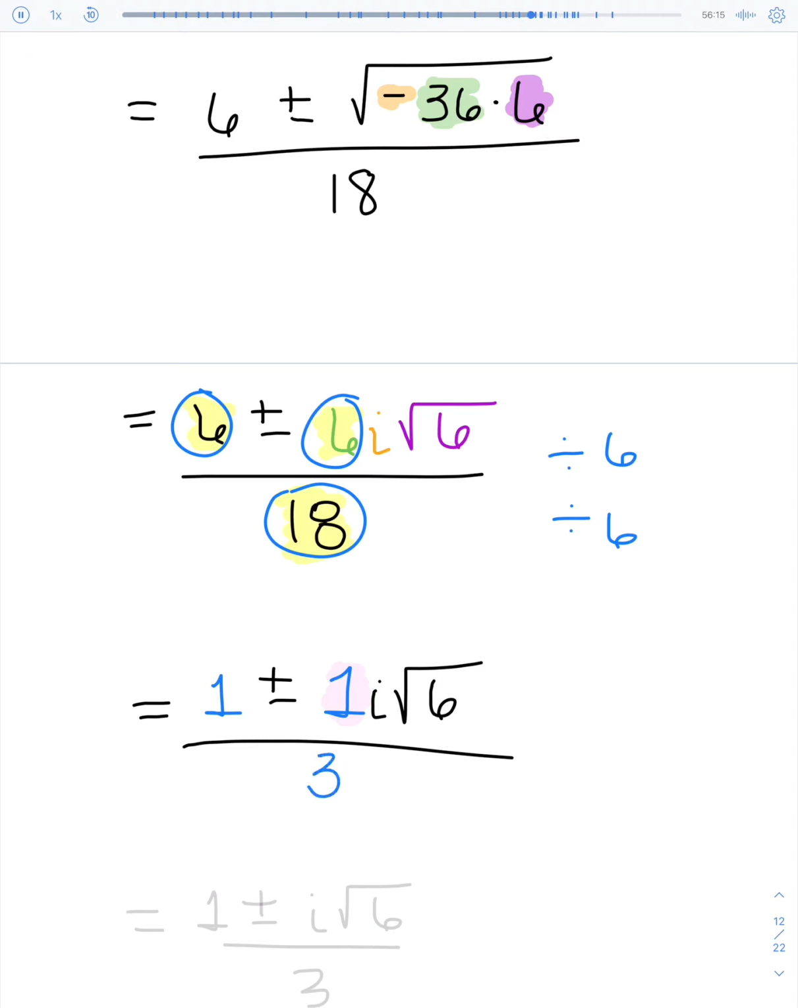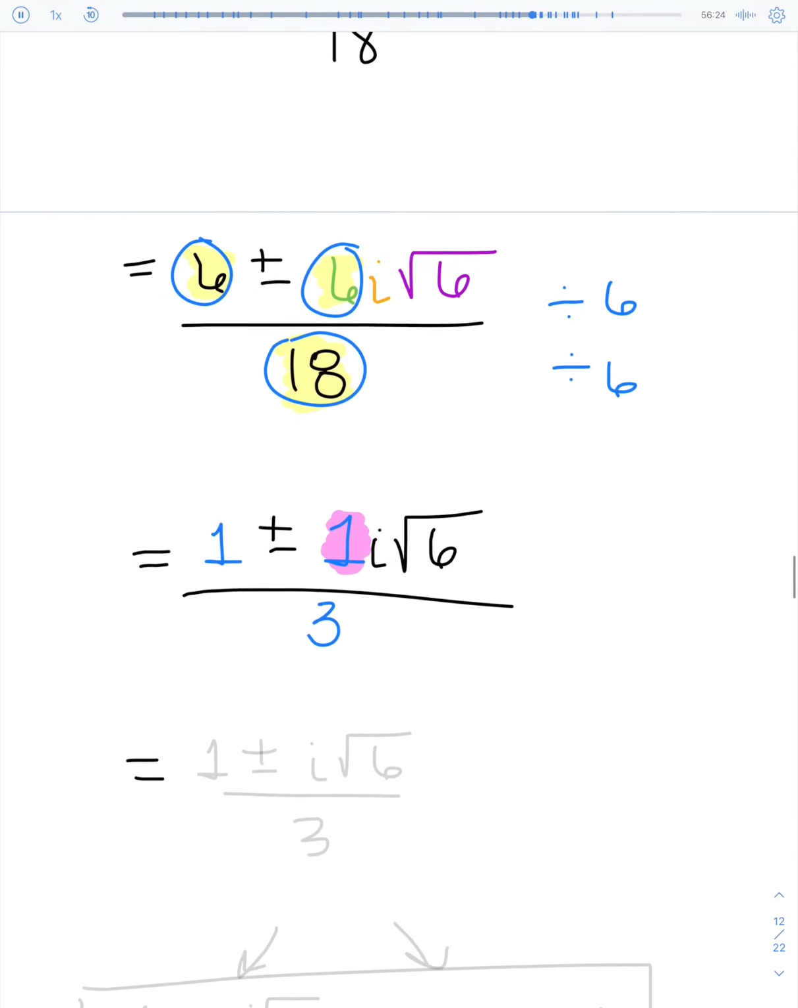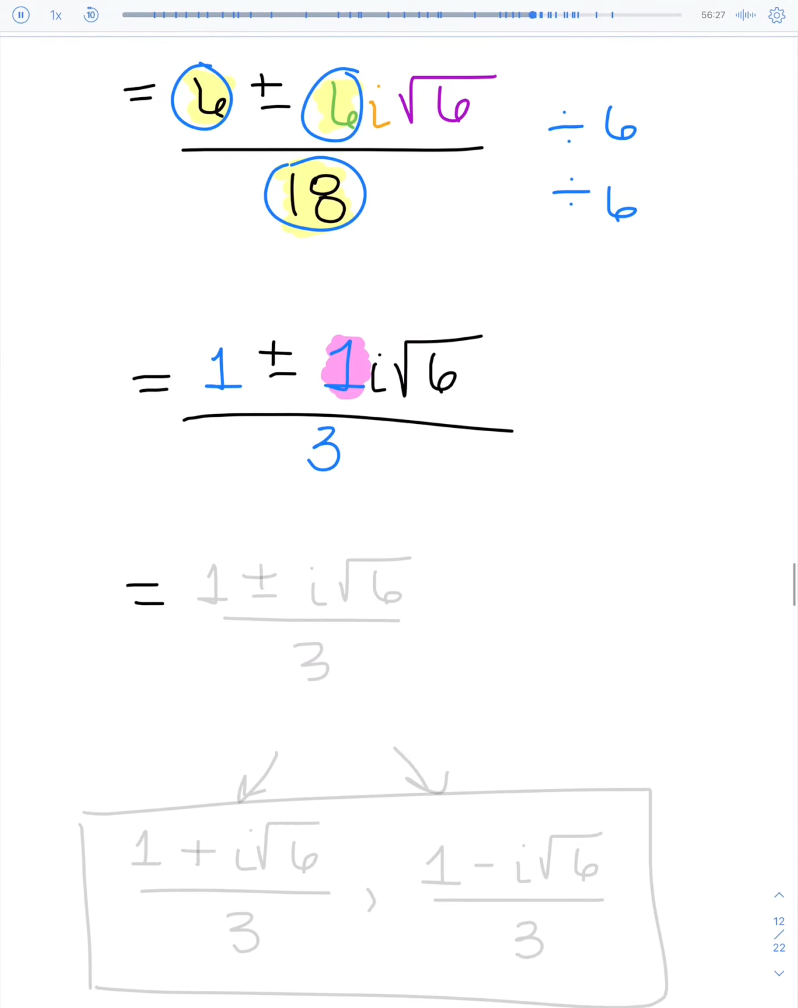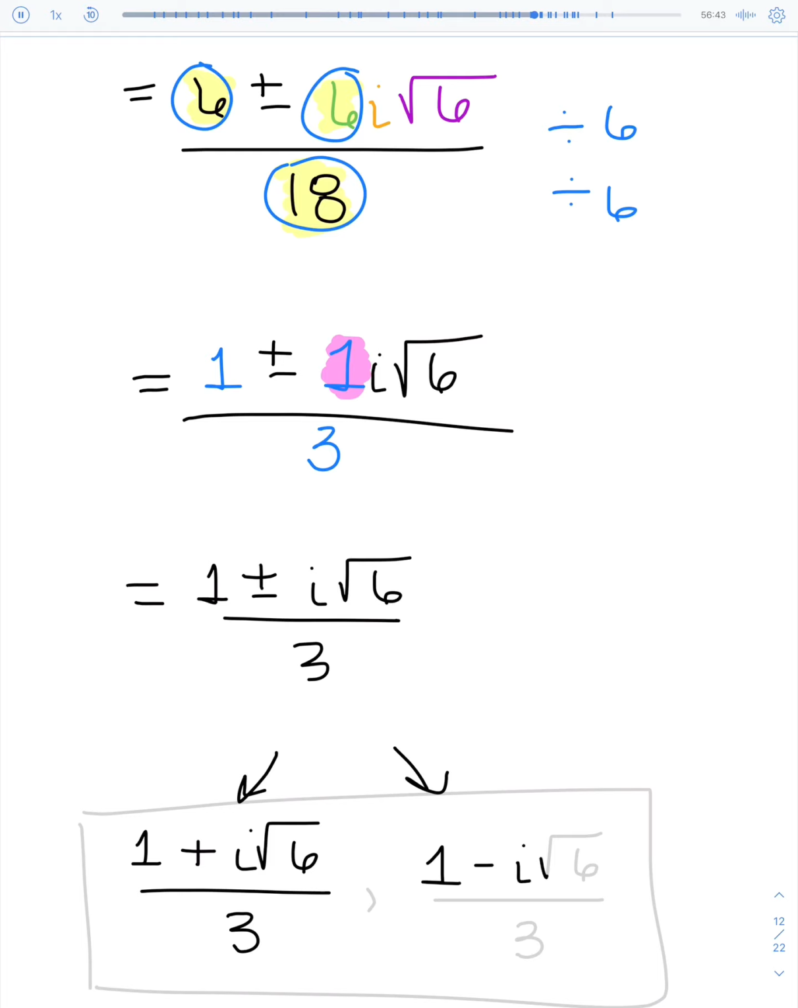Continuing along, the only thing we don't have to write in this answer is the 1 that's in front of the i. It's just not necessary, so we're going to rewrite it without the 1. So what this will leave us with is 1 plus or minus i square root of 6 over 3. So that's two separate answers. We've got 1 plus i square root of 6 over 3 and 1 minus i square root of 6 over 3. And those are our two final answers.